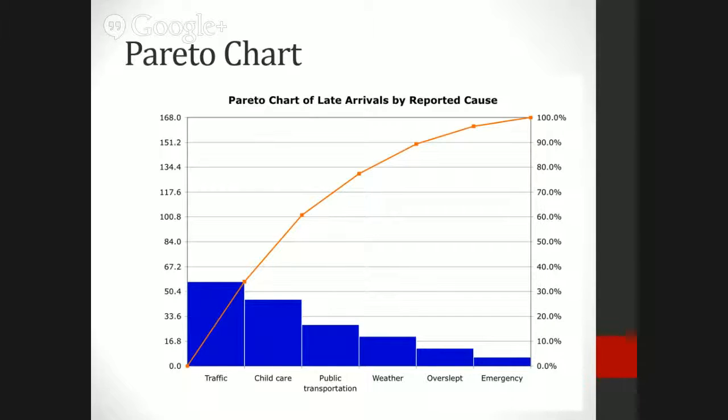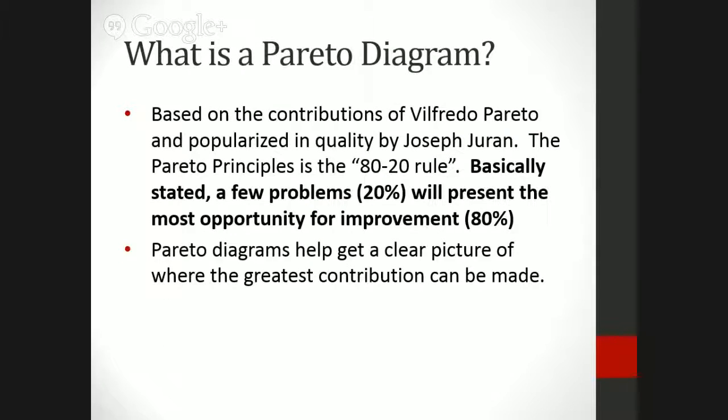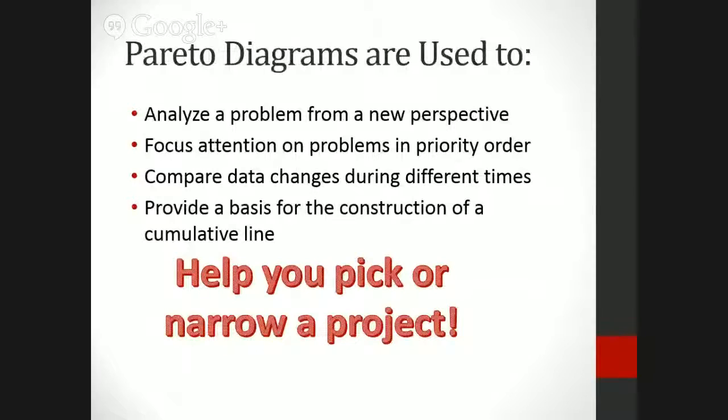So that's what a Pareto chart does. And it's really easy to calculate. It's not that big a deal. And it was basically used to look at a problem from a new angle, a new perspective, and to put things in priority, right?